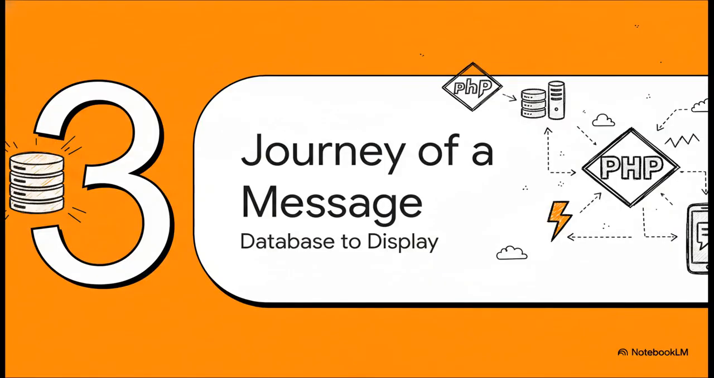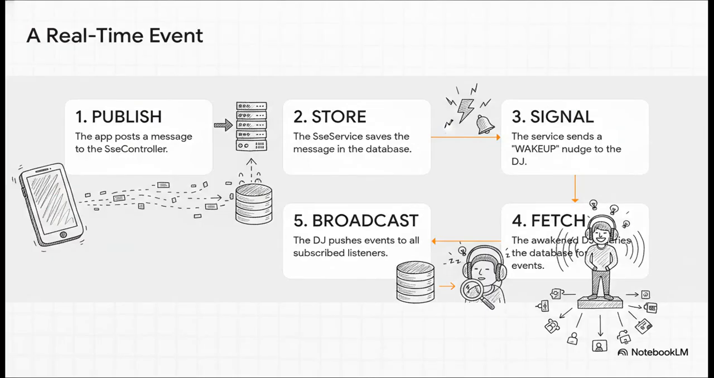Okay, so we've met our cast. Now for the fun part. Let's actually follow the journey of a single message as it zips through this entire system, all the way from the moment it's created to the instant it pops up on a user's screen. And it happens in 5 ridiculously fast steps. First, your app publishes a new event to that API controller.